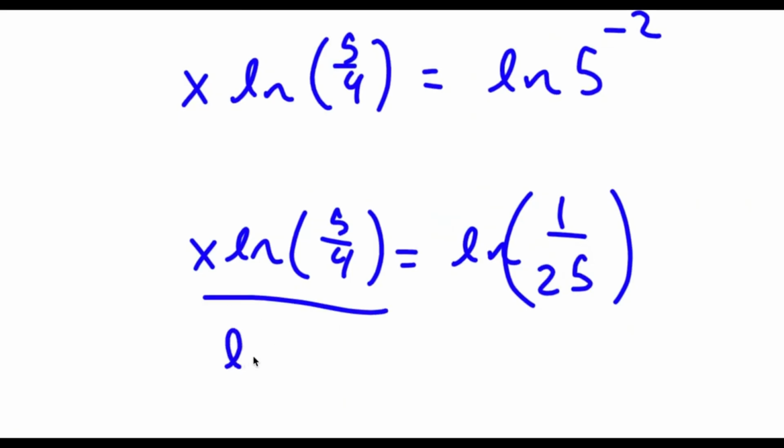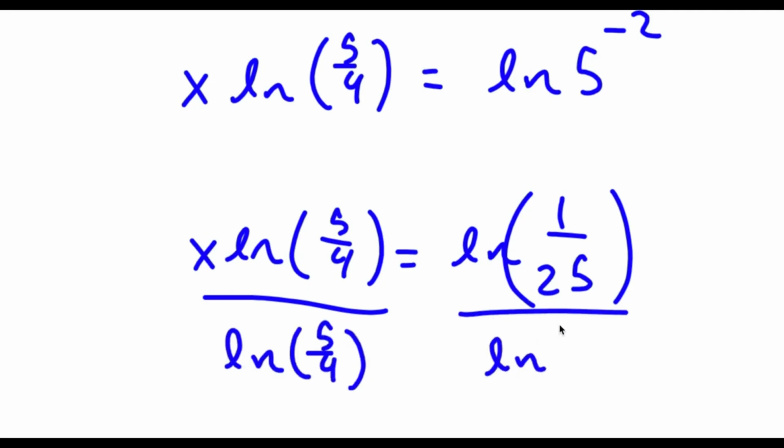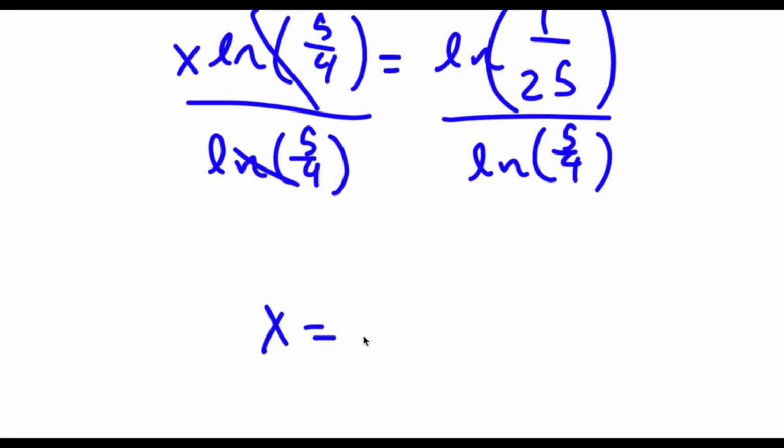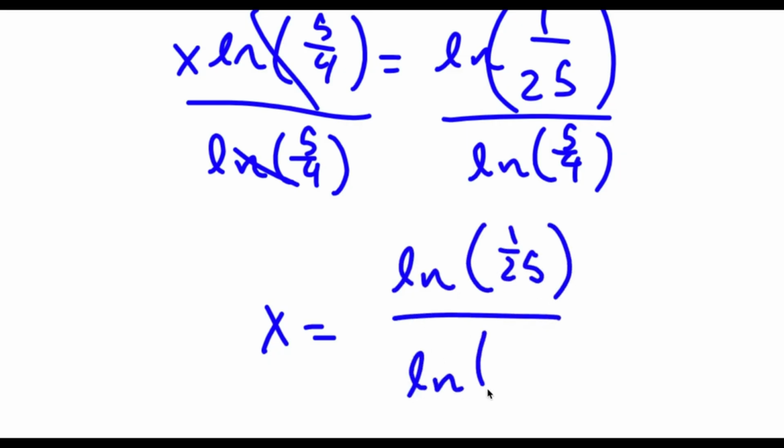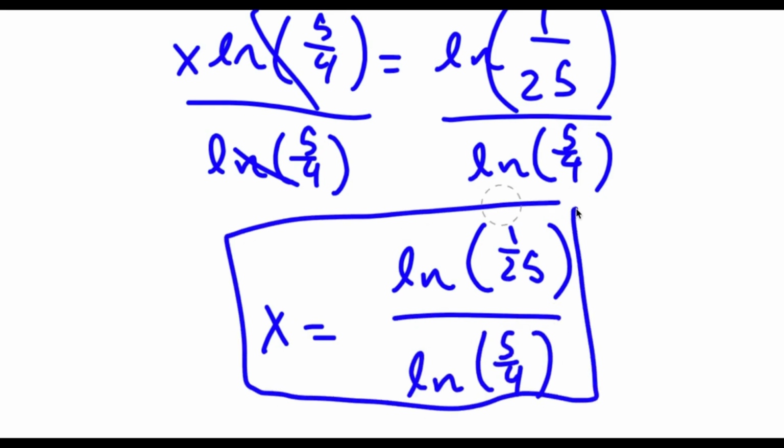Now, if I divide both sides by ln 5 over 4, these two cancel out, and now I'm left with x is equal to ln 1 over 25 over ln 5 over 4. So this is my answer.